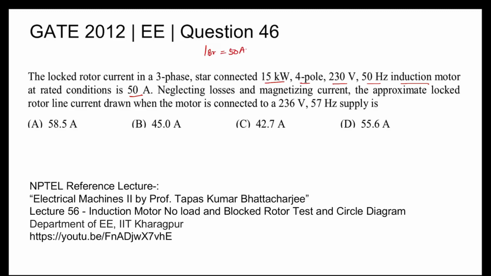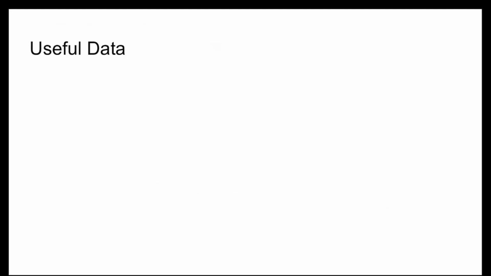So I blocked rotor is 50 ampere. Neglecting losses and magnetizing current, the approximate locked rotor line current drawn when the motor is connected to 236 volt and 57 hertz supply is being asked. Now, if they are telling us to neglect the magnetizing losses, the magnetizing branch in the equivalent circuit of the induction motor is neglected. So this is the stator side resistance and inductance, and we neglect the magnetizing branch and draw the rotor reactance and resistance R2, X2, and this is R1 dash, X1 dash.